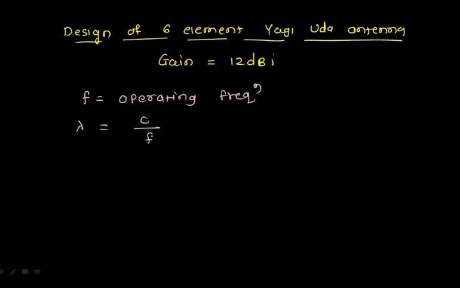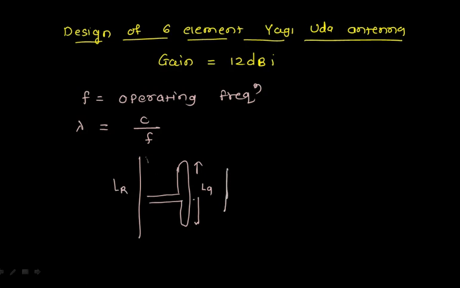So if you talk about the length, now I have 6 elements here. The driven element will be of this type, and it will be a folded dipole, and this I'll call the length of my active element. So I'll call it LA. Then I'll have a reflector here, so I'll call it LR. Then the length of director.